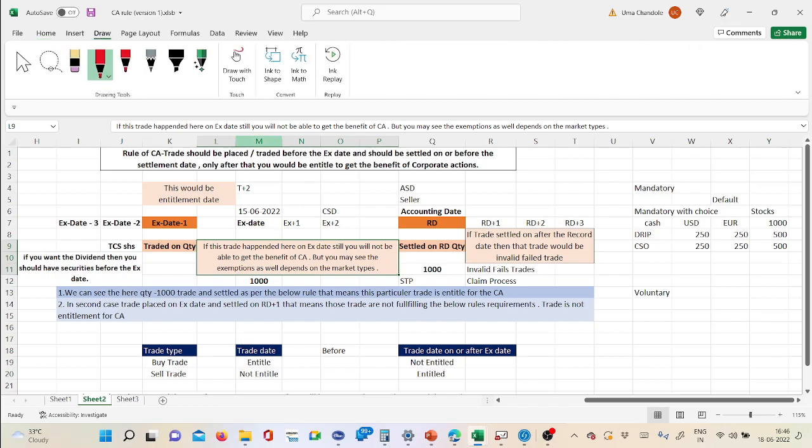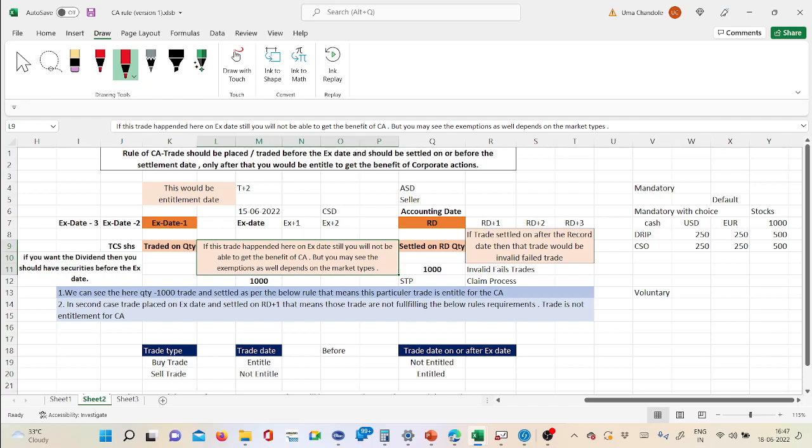If you want the benefit of corporate action, you need to trade the securities before the ex date. Ex date means it can be any date. Who can announce this? The ex date will be announced by the stock exchange, and the record date will be announced by the company. So it means it can be any date. But if you want the benefit of corporate action, it's your responsibility to place the trade before the ex date.